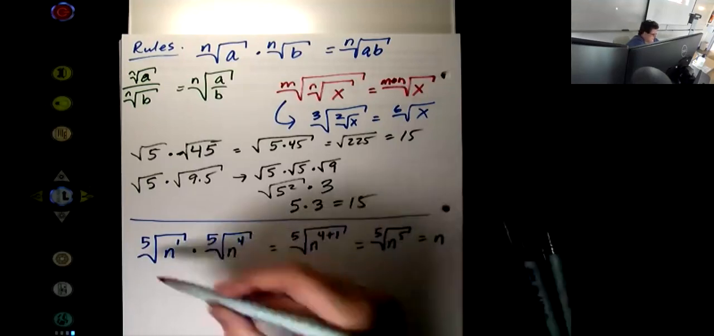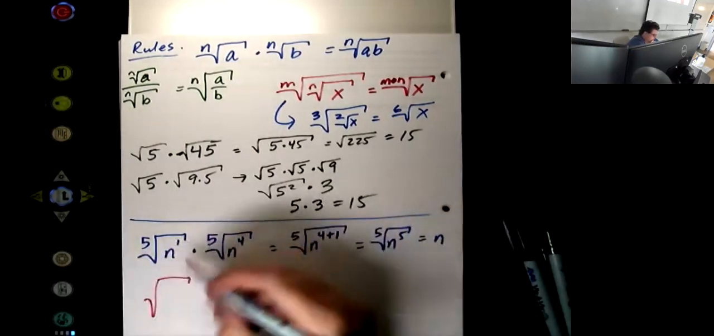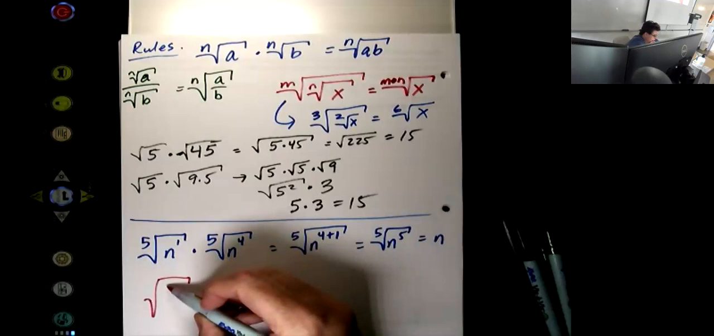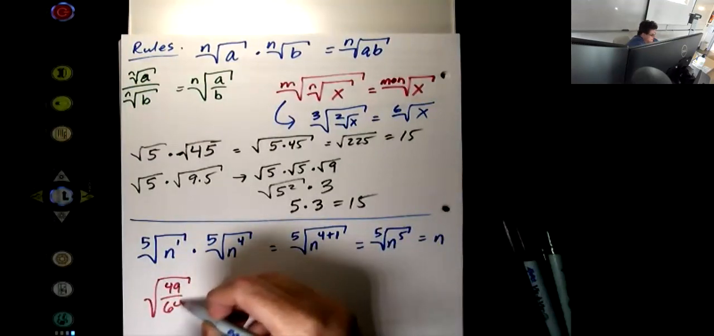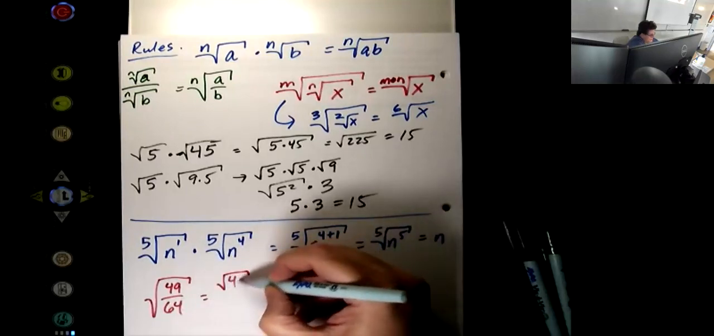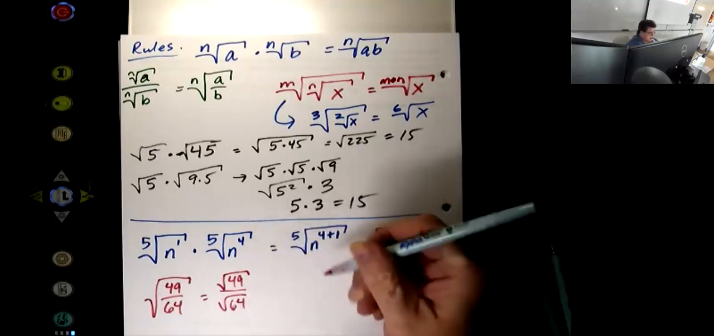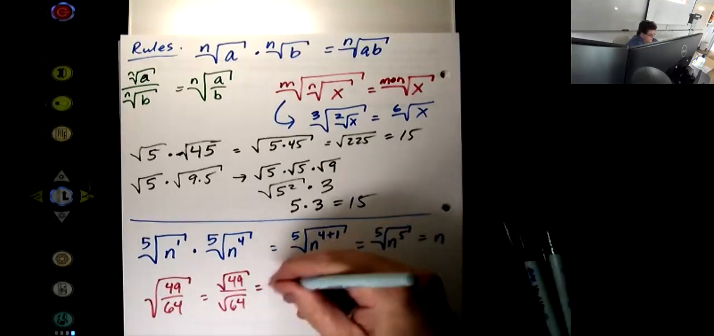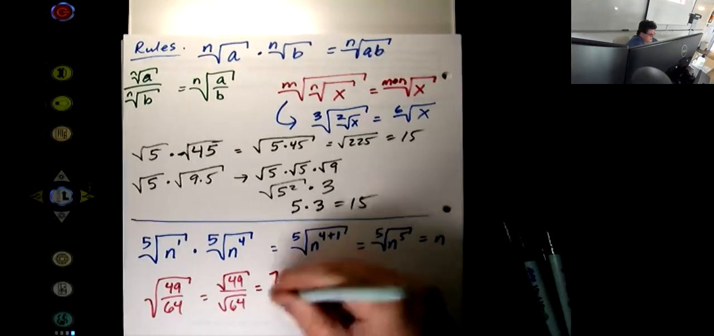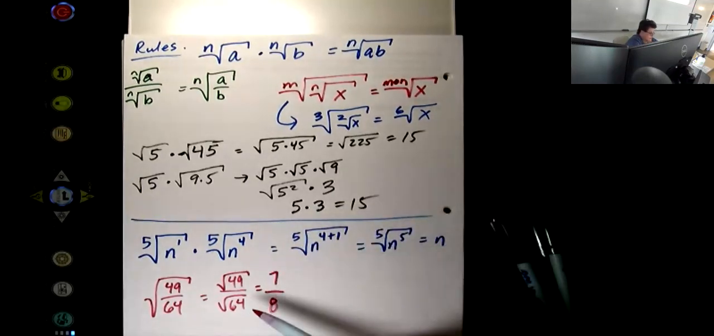Where you might use it in division, if I have the square root of 49 over 64, this is the square root of 49 over the square root of 64. And hopefully you know the square root of 49 is 7, the square root of 64 is 8, because 49 and 64 are perfect squares.